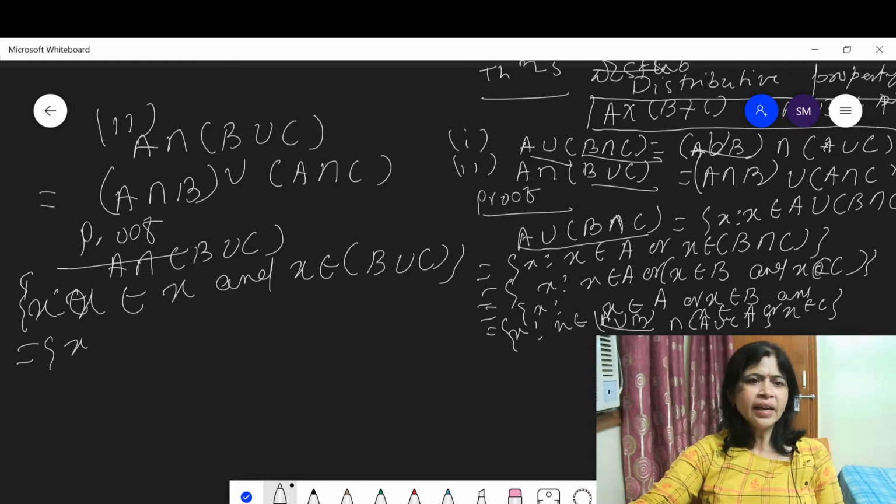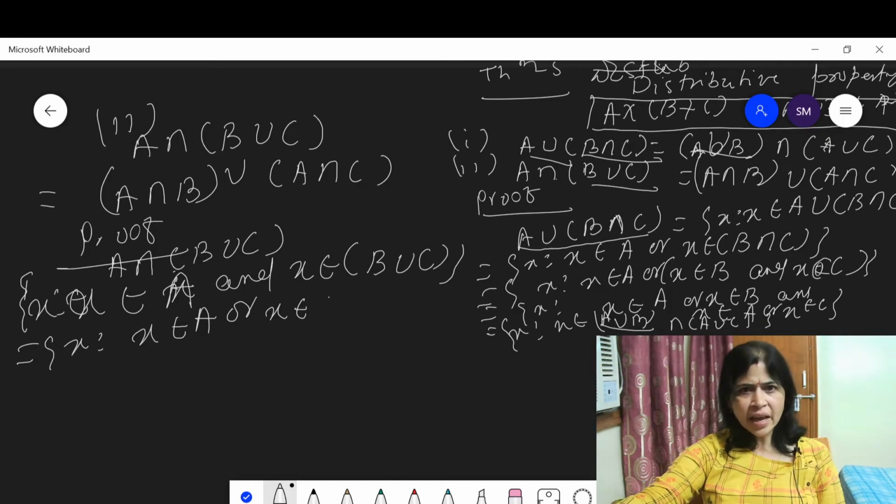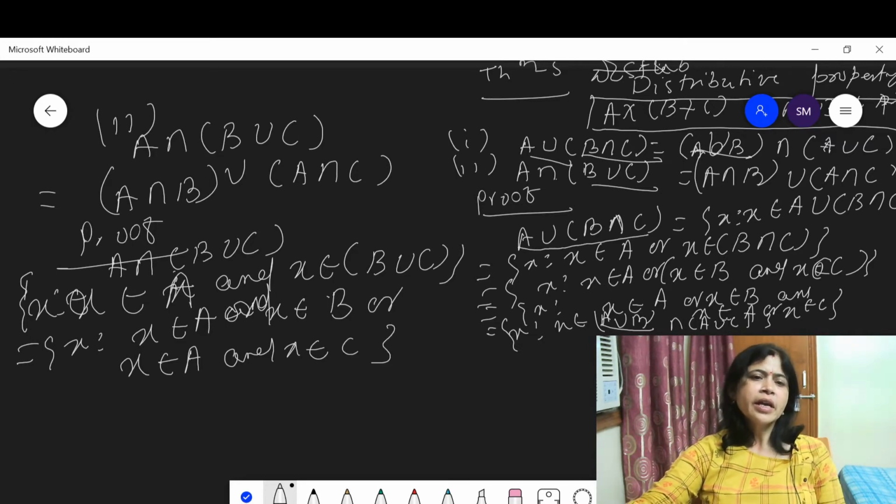This implies x is such that x belongs to A, or x belongs to B. Or look at here, x belongs to A and x belongs to B, or x belongs to A and x belongs to C. Look at here. Here we have to prove that it satisfies the distributive property.